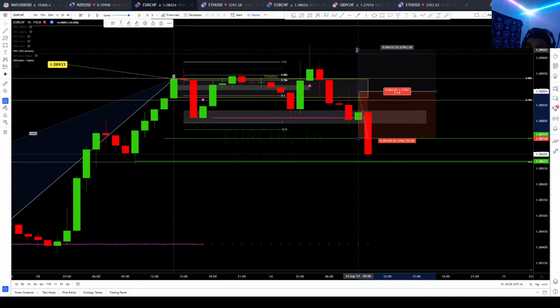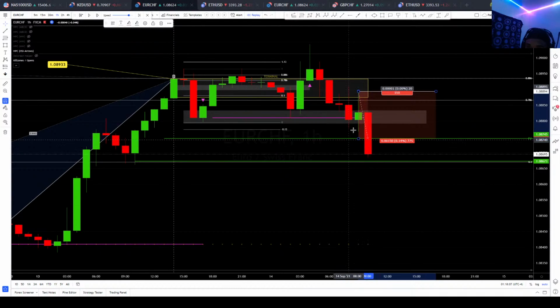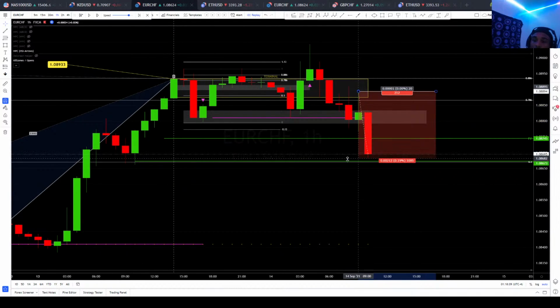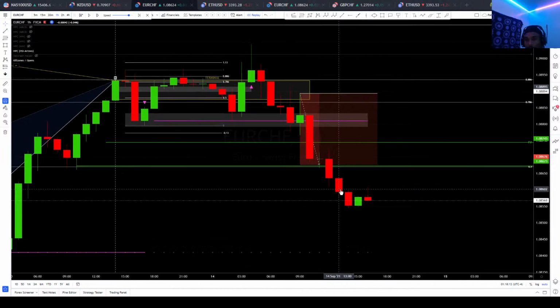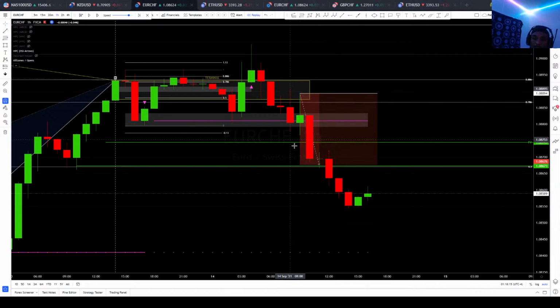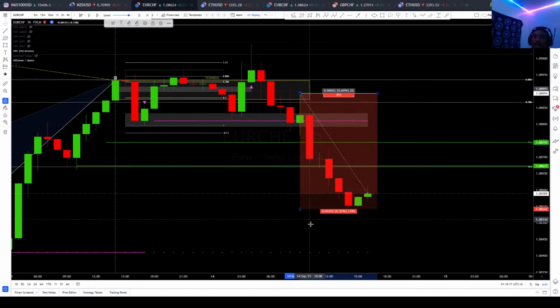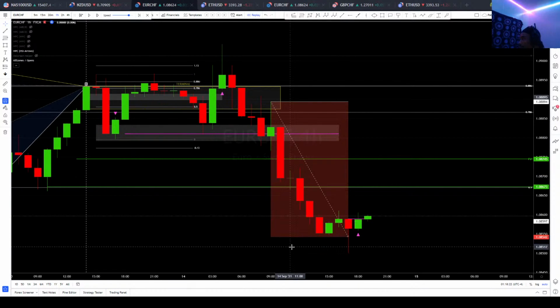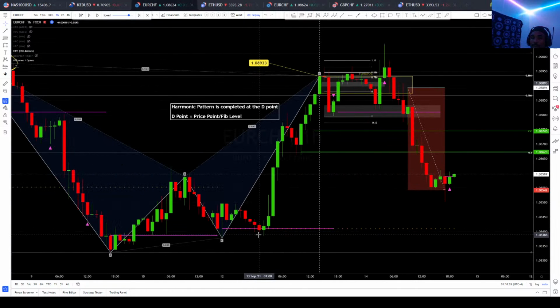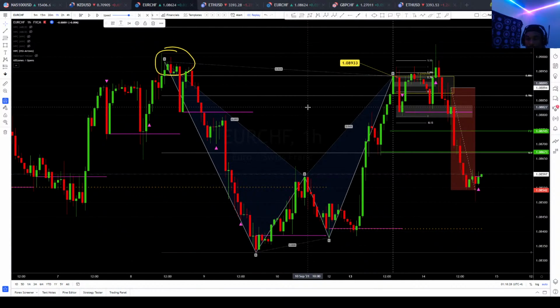Our first target being 150 points. Our second target, 218. And let's say we held a little bit over to catch the whole move, we would have been able to profit around 350. So that's 35 pips off just one pattern. Okay. And that was just Euro Swiss.